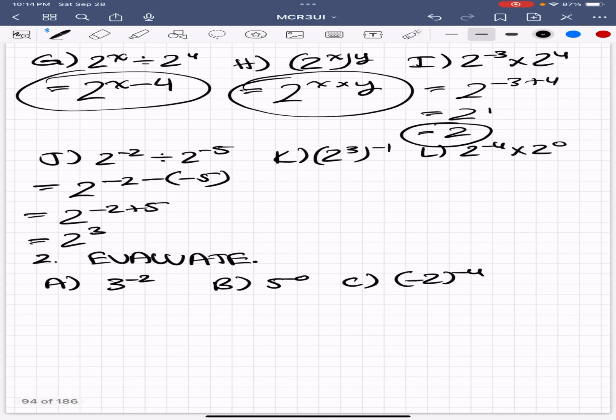Okay, so again, it's division in letter J. There's division, so we subtract these exponents because they both have the same base, the base of 2. So we have negative 2, subtract negative 5. These two negatives cancel out, and it becomes a plus sign. So it's like negative 2 plus 5, because there's 2 negatives there. The 2 negatives cancel out and become positive. So it's negative 2 plus 5, which results in 2 to the power of 3.